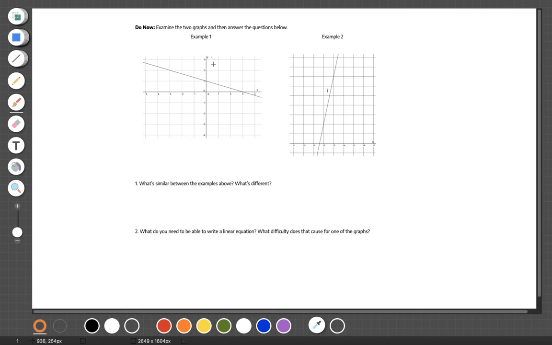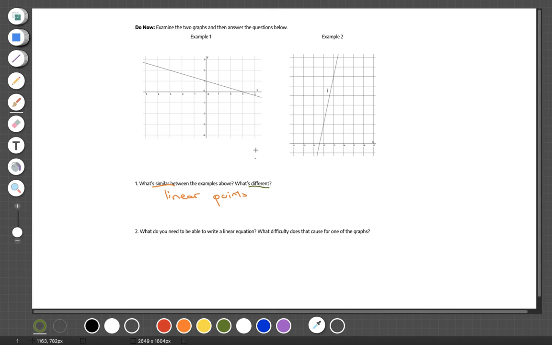Well, they're both linear graphs, right? They're both of lines. Okay. And there might be some other things. I noticed that they both have some pretty definitive points that we could use to find the slope. Both of them have that. So they both have points. And there's other things we could say that's the same. Okay. What's different about them?